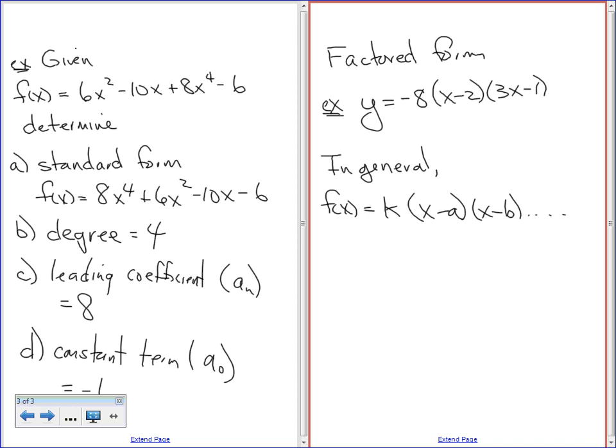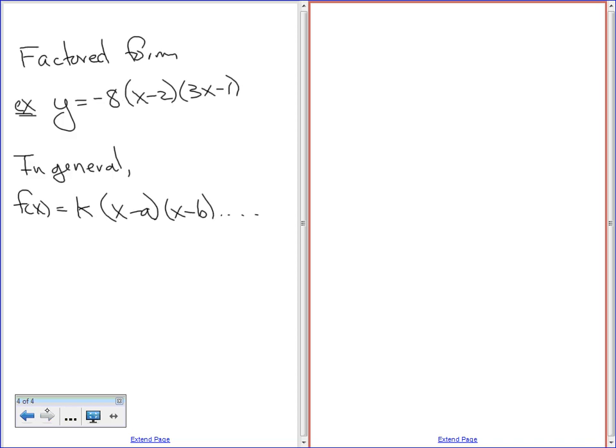So we'll do an example of determining the zeros of polynomial functions. Example, determine the zeros. Okay, so this one I'm not going to put in factored form. We're actually going to factor it because I want to talk about proper notation.